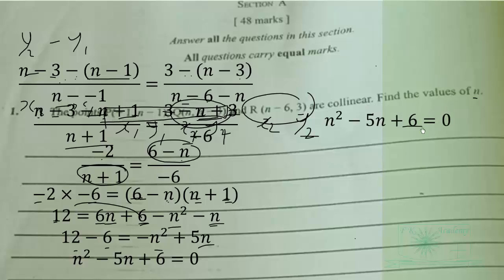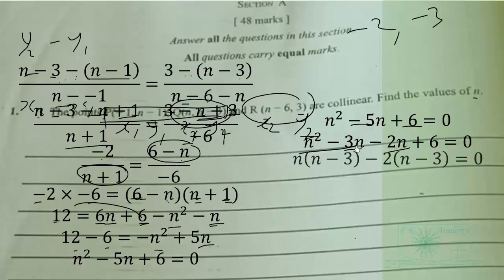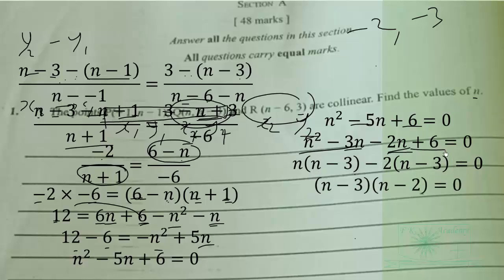So 2 factors of 6 that when we add we get -5 are -2 and -3. So we split the middle term with -3n and -2n. That will give us -5n. So we can factor. The highest common factor here is n. So we factor the n, and that will give us n minus 3. We factor the -2 here. We have n minus 3. So this will give us n minus 3, n minus 2 equals 0. Therefore, n minus 3 equals 0, or n minus 2 equals 0. And that will give us n to be equal to 3 or 2.